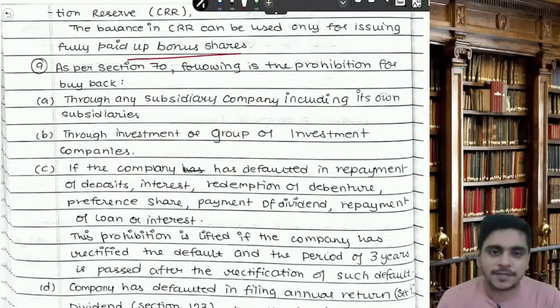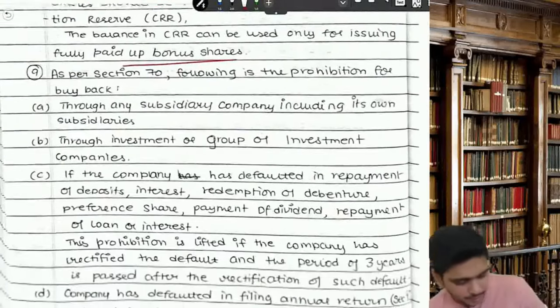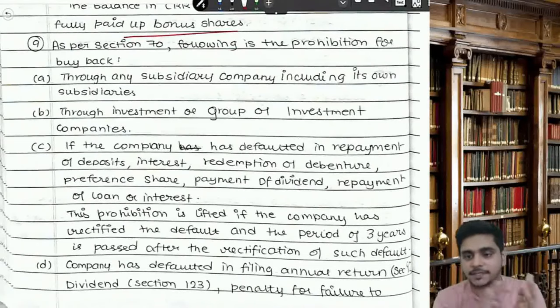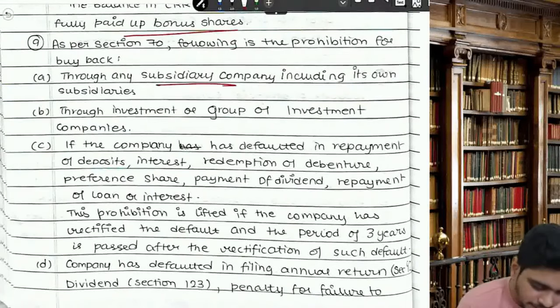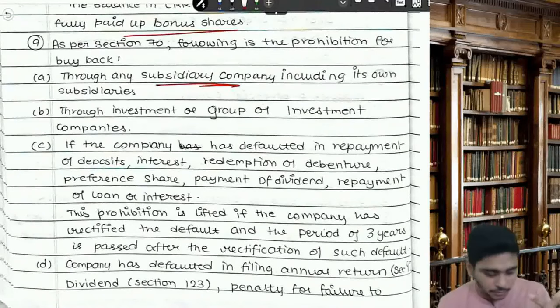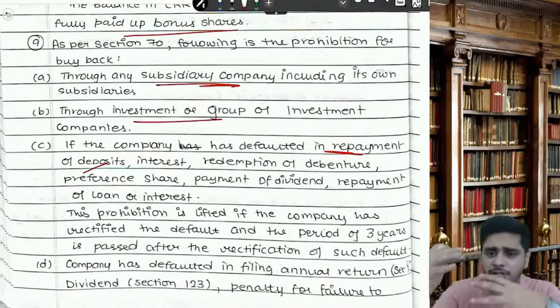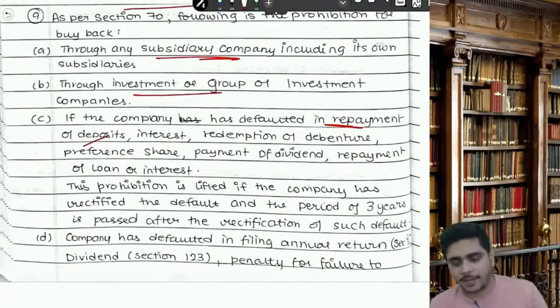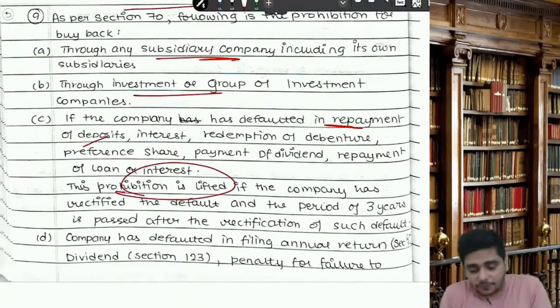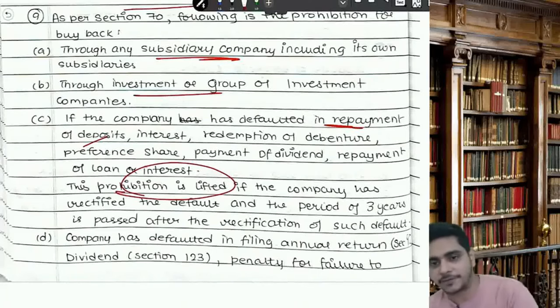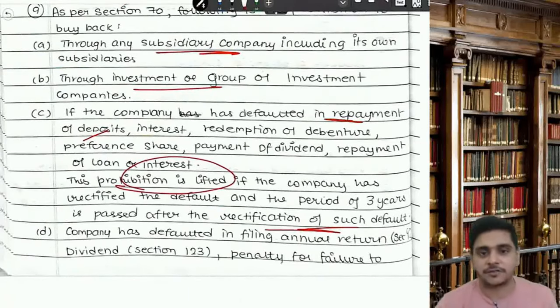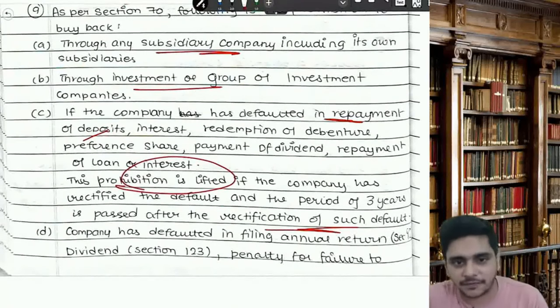Then, as per Section 70, the following are prohibitions for buyback. Very important answer, this can be asked separately. Number one, through any subsidiary company, including its own subsidiary, you can't buy back. Through an investment company or group of investment companies, you can't buy back. If the company has defaulted in repayment of deposits, interest, redemption of debentures or preference shares, payment of dividend, or loan interest or loan amount, then you can't buy back. This prohibition is lifted if the default has been rectified and a period of 3 years has passed after the rectification of such default.